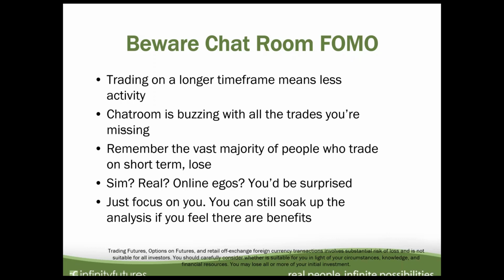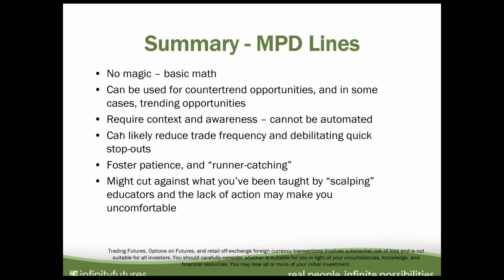All right. Okay. So we're going to go look at live charts. We still have a little time, so we're going to be done with this in a second. But again, MPD lines. There's no magic. It's basic math. Primarily, I think these are most useful for counter trend opportunities. In some cases, you've got to look at the market context, and you can see trending opportunities as well. As I said, they require context and awareness. This is not something that can just be automated, but it can reduce trade frequency. And I believe that it can reduce these debilitating quick stop outs. I believe that using these very basic lines can foster patience and afford people the ability to catch runners.